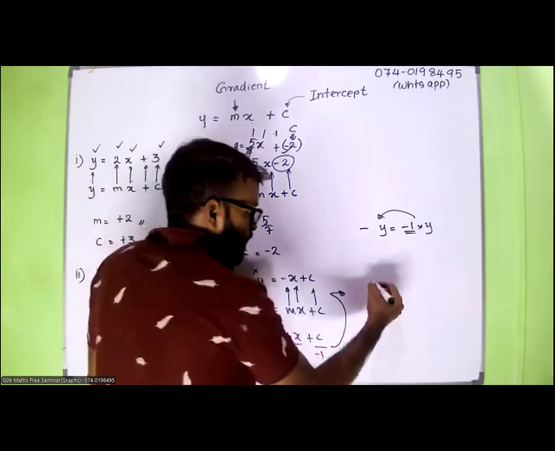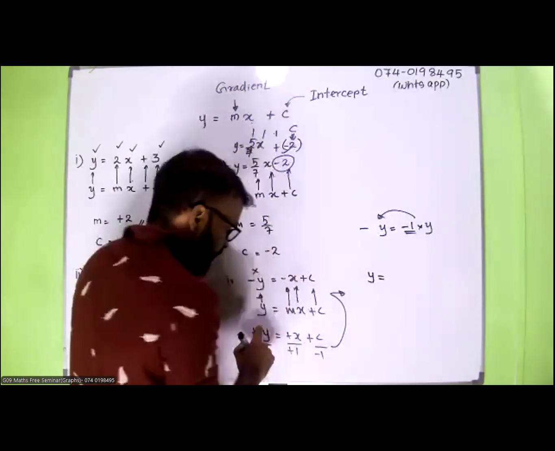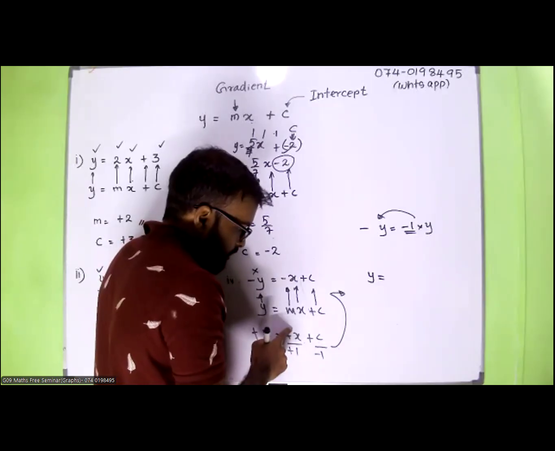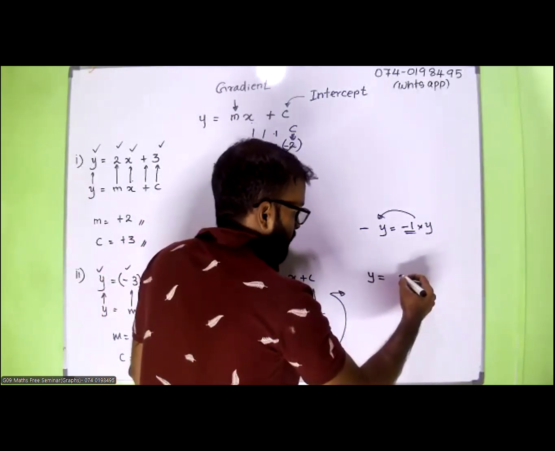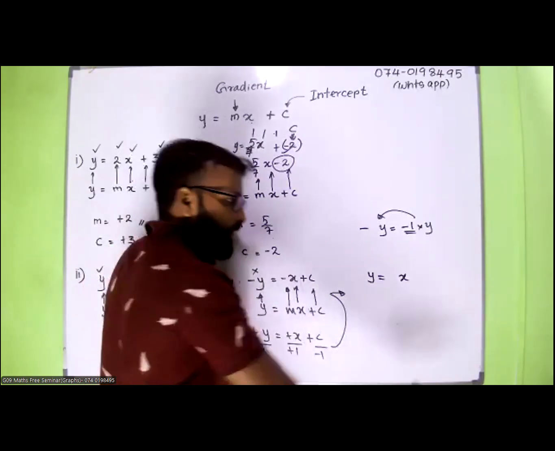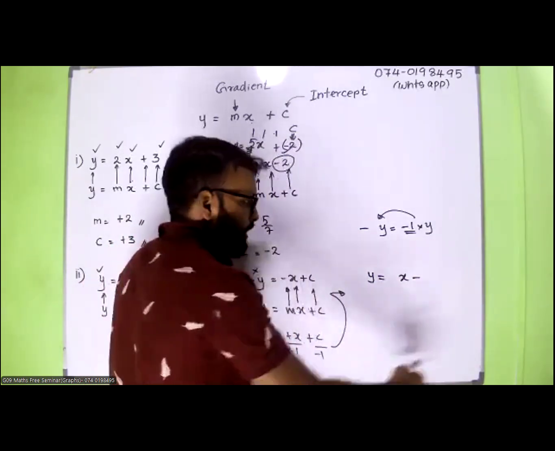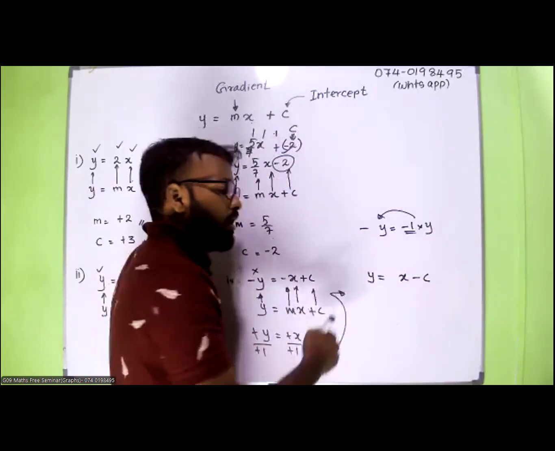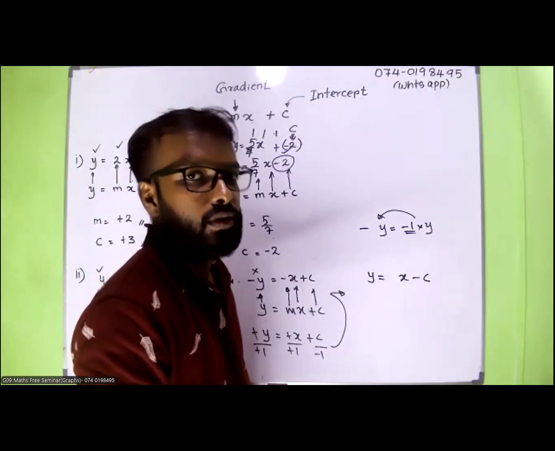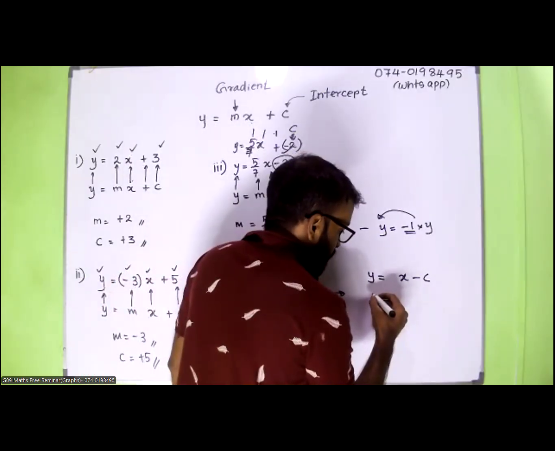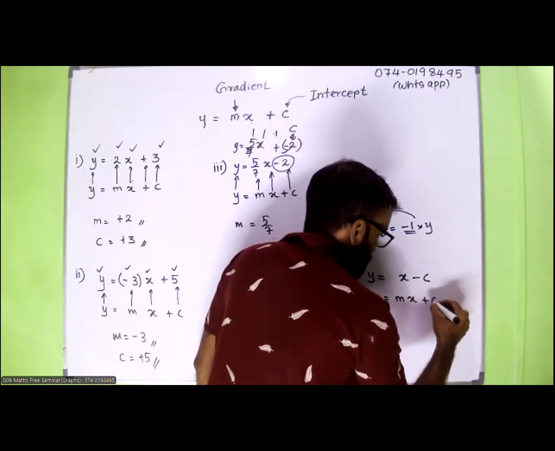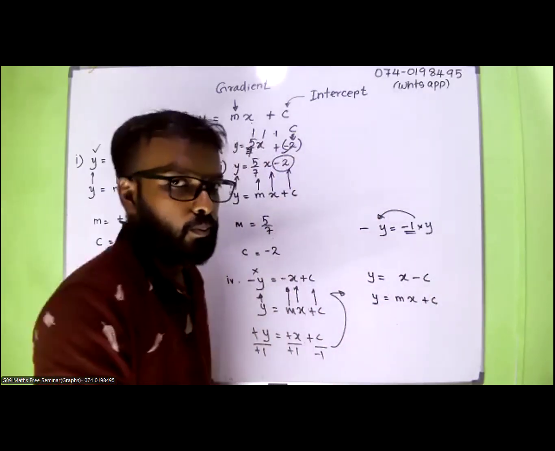So here, y divided by 1 is y, right? Here positive, positive, right? Then x divided by 1 is x. Positive divided by negative, right? It will give you negative, negative c. So now is this in y equals mx plus c form? Yes, right? Y equals mx plus c. Instead of plus c, you have minus c.